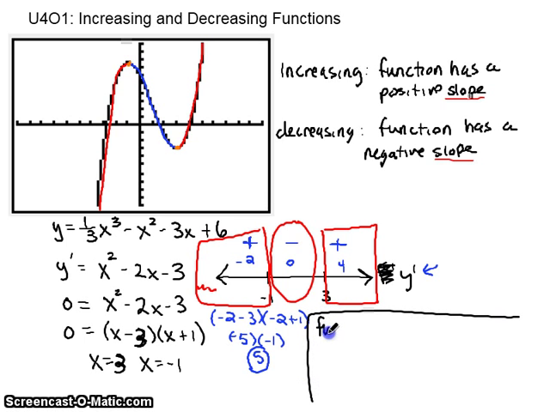So we would say that the function, we'll write it down here in the corner, the function is increasing on the intervals negative infinity to negative 1 and on the interval 3 to infinity. So that little U in between them just means union. It means it's both of those two combined. It happens on both of those intervals.